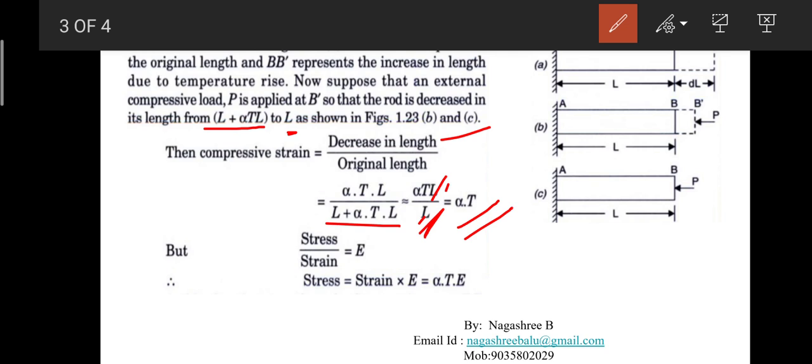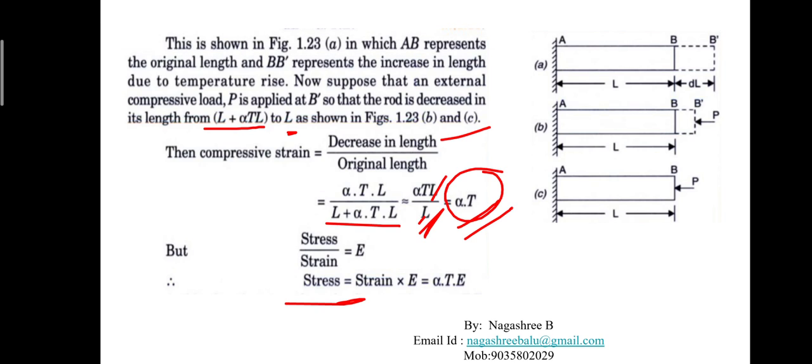Next, we know that the ratio of stress to strain within the elastic limit is called Young's modulus. I want the value of stress induced, so stress will be equal to strain times Young's modulus. Therefore thermal stress is equal to alpha times T times E, where alpha T is the strain and E is the Young's modulus.